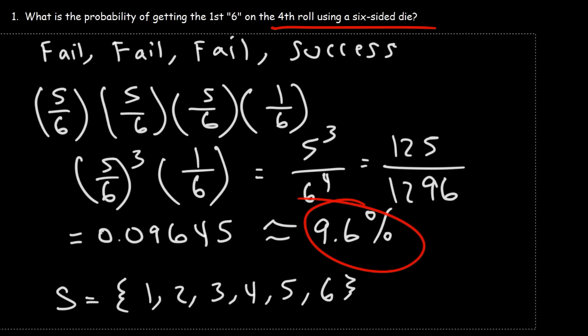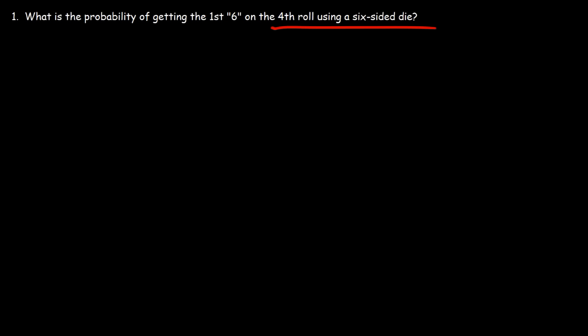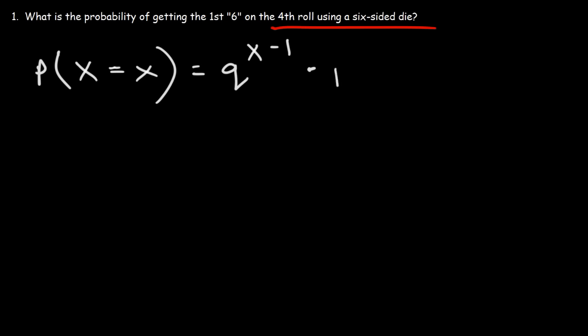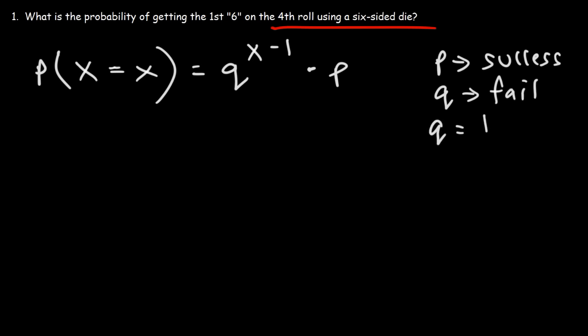Now, for those of you who like to use a formula to get the answer, here it is. Let's just say the probability of a geometric distribution, it's going to be big X is the random variable, little x is the trial that you want to get the successful event. This is going to be equal to q raised to the x minus 1 times p. Now, lowercase p is the probability of getting a successful event. Q is the probability that an event will fail. Now keep in mind, Q is 1 minus P. So in some textbooks, you'll see it written like this. So just keep that in mind.